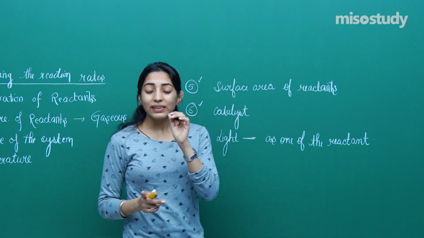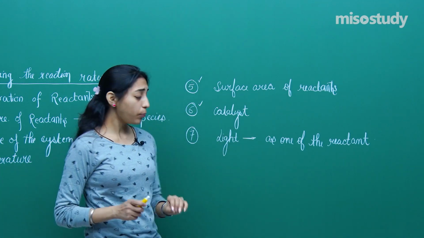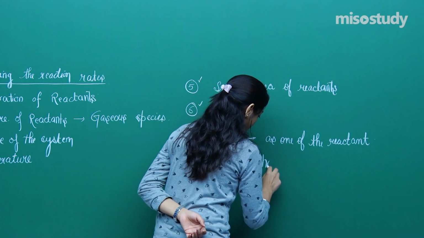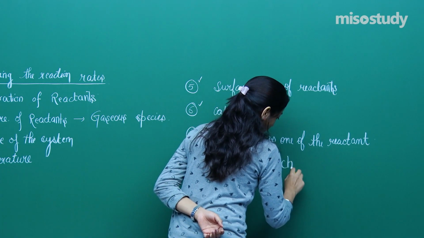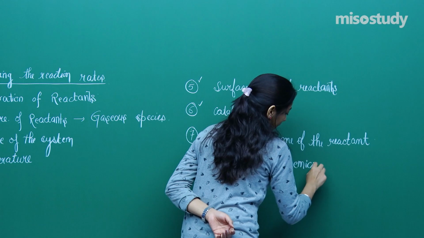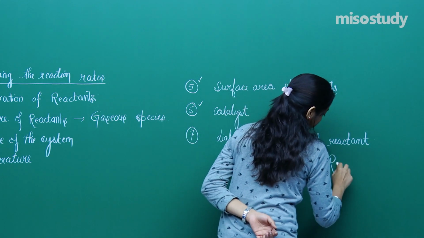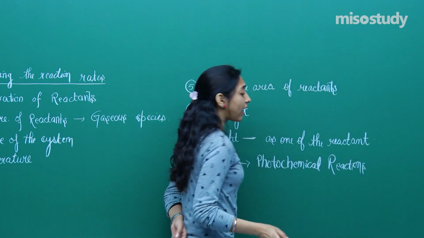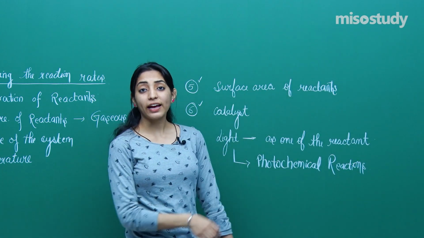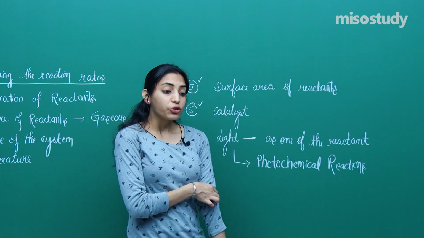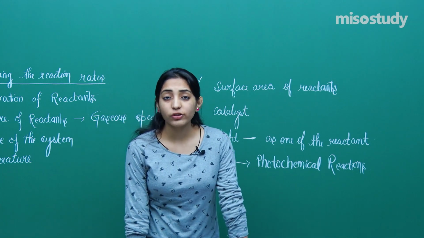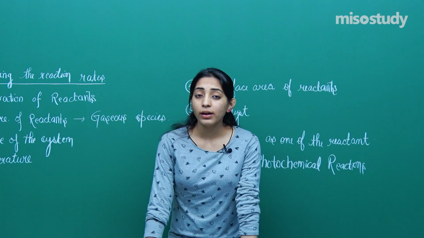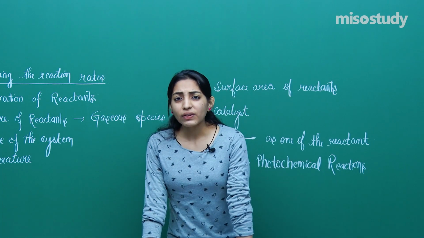Not only this, the presence of light is important only and only for photochemical reactions. Like for example, say you just have to do the titration of HCl with NaOH. So you have taken HCl, you have taken NaOH, you are going to mix the two, and it will lead to the formation of NaCl and water.